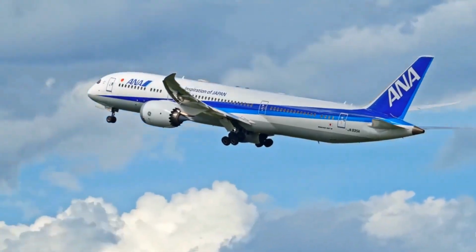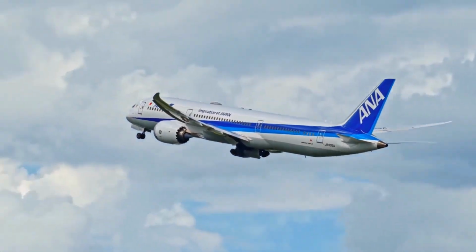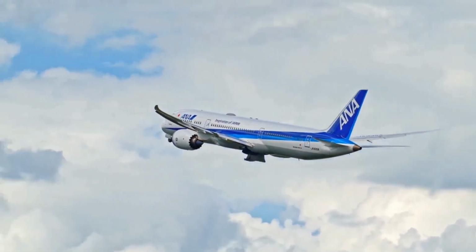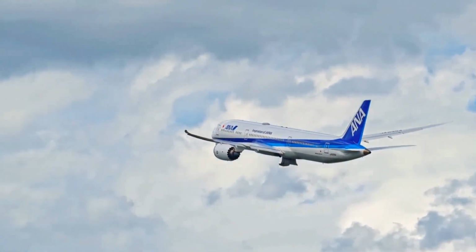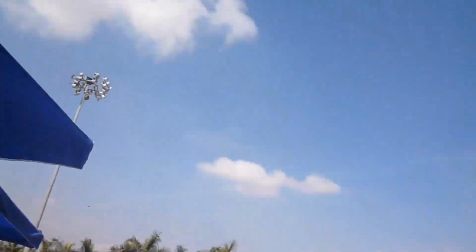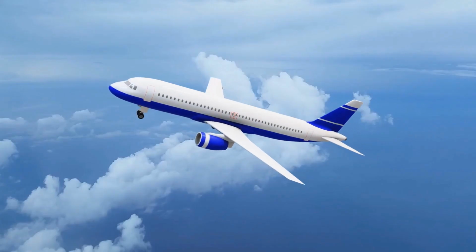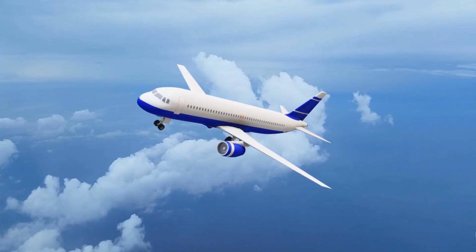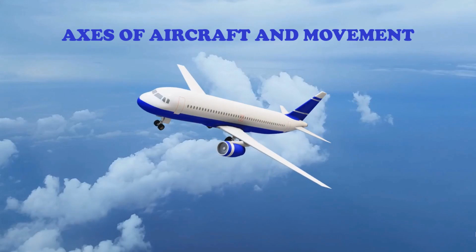Aircraft are among the most fascinating machines ever invented, capable of executing amazing acrobatics in the sky. These incredible maneuvers are possible due to the aircraft's ability to rotate about 3 axes in 3-dimensional space. In this video, we will understand different axes of aircraft and its movement about 3 axes.